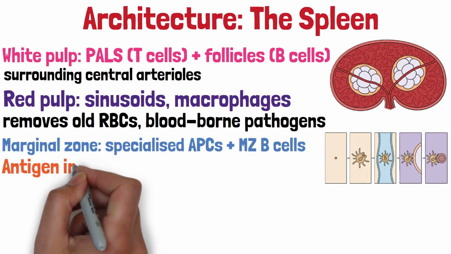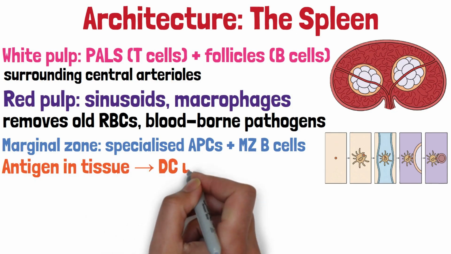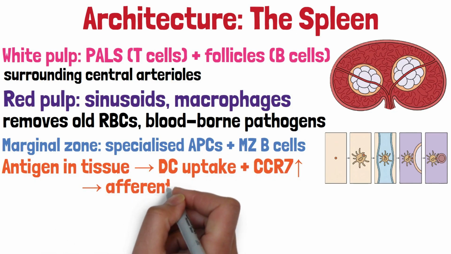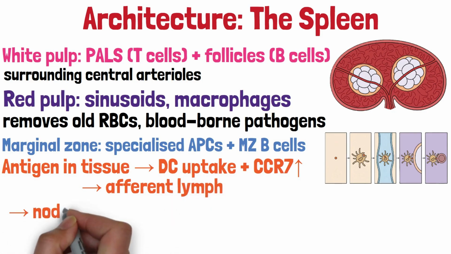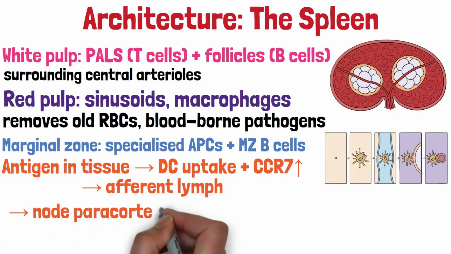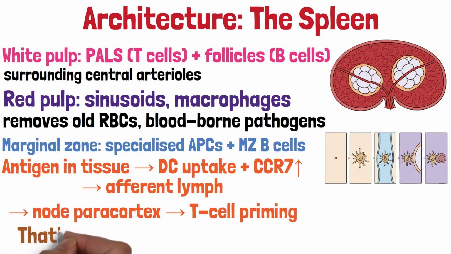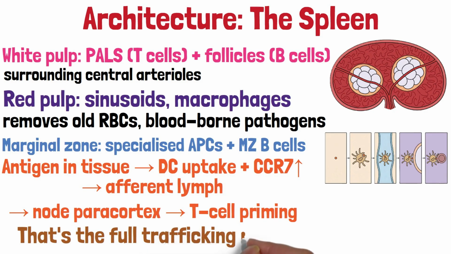So putting the last two scenes together, antigen picked up in the tissue triggers DC uptake and CCR7 upregulation. The DC travels through the afferent lymph, arrives in the node paracortex, and that's the moment T cell priming happens. That's the complete trafficking route, start to finish, and it's the foundation for everything we're about to cover on antigen processing.